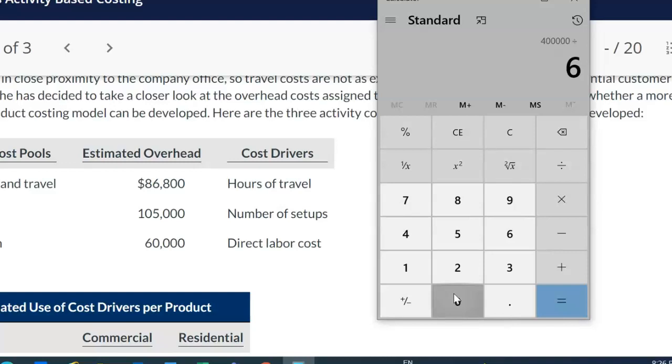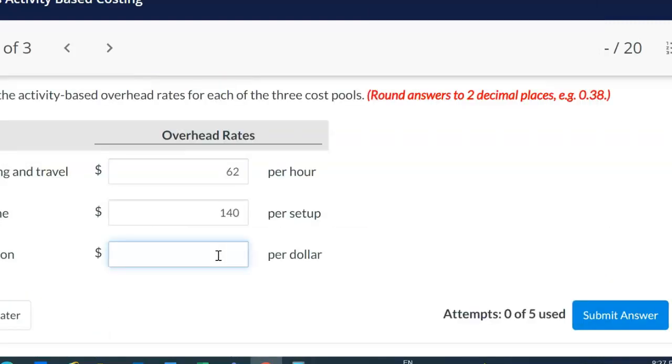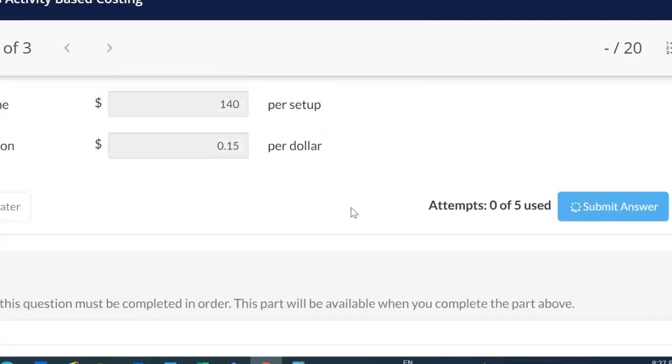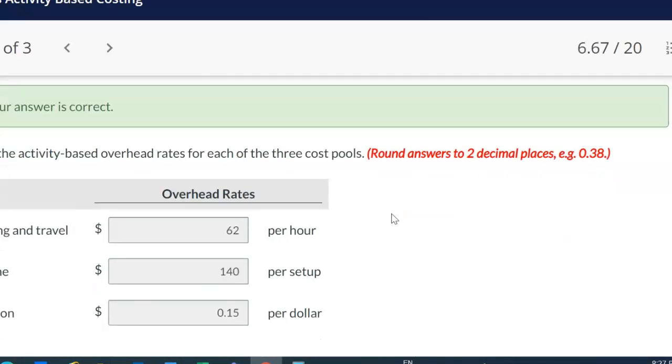Divide the 60,000 by 400. No, it's the opposite. Okay. Well, let's divide 60,000 by 400,000, by the activity. Okay. There you go. 15 cents. Big difference, right? Yes. 0.15. Okay. Great. Let's go down now.